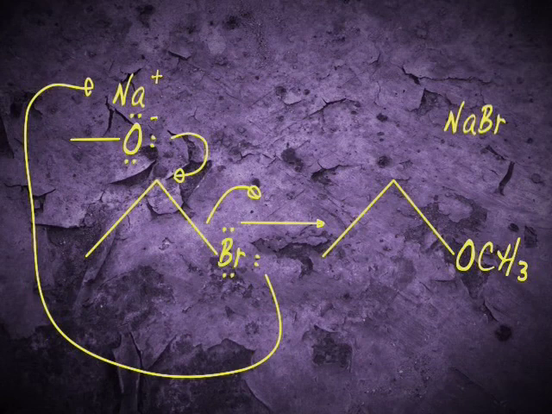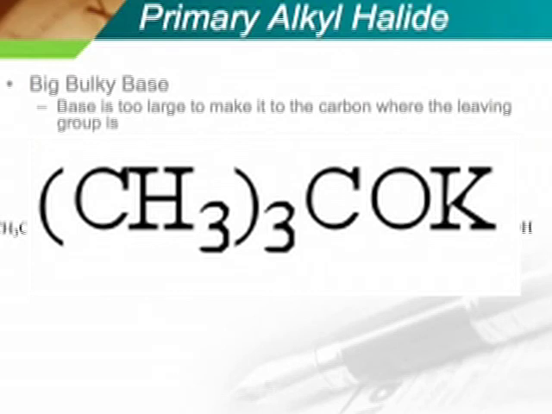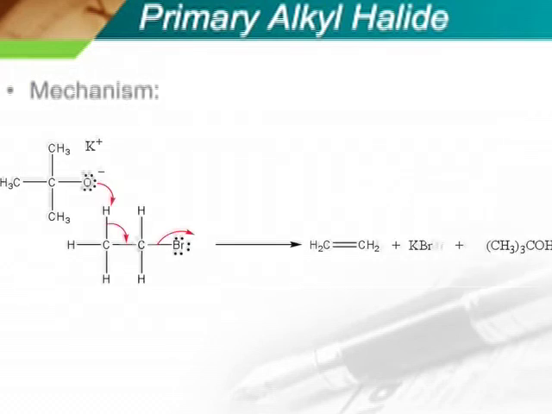Now, if we use a big bulky base, remember potassium tert-butoxide is our big bulky base, then what happens here is instead of being able to get to the carbon to substitute, we pull off a proton instead. As the proton is pulled off, the double bond forms and Br- leaves. We get an alkene in all elimination reactions in this chapter. We also generate sodium bromide and tert-butanol.